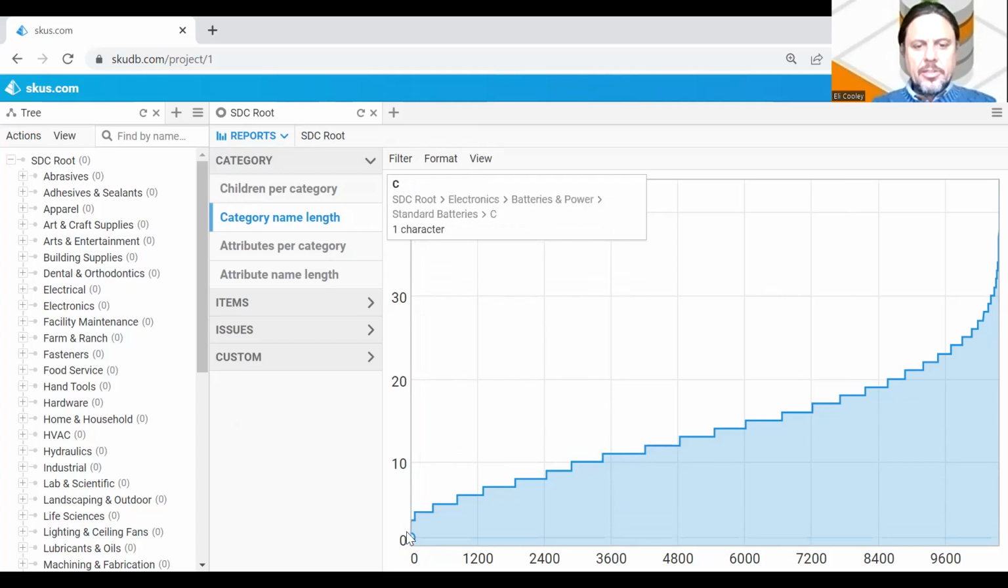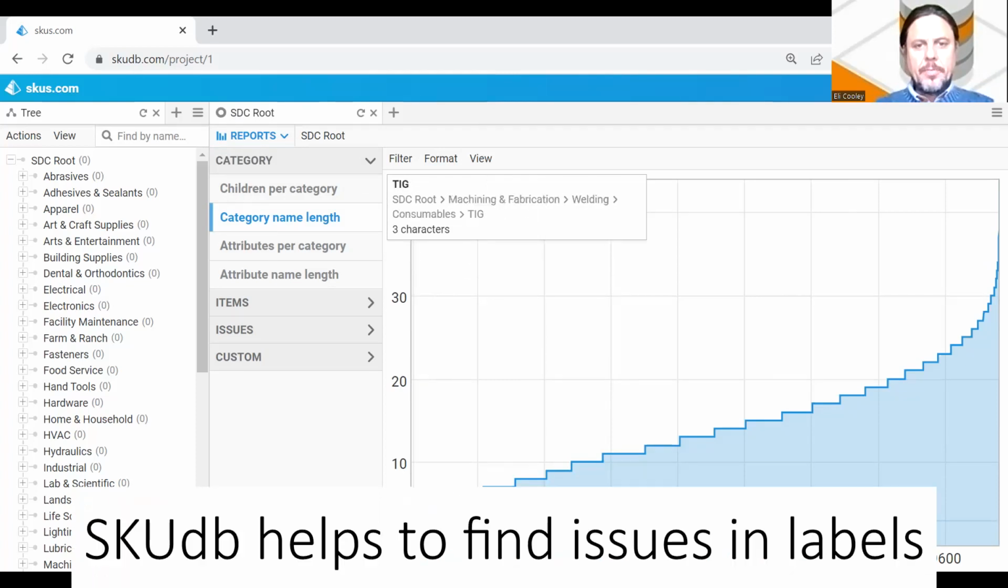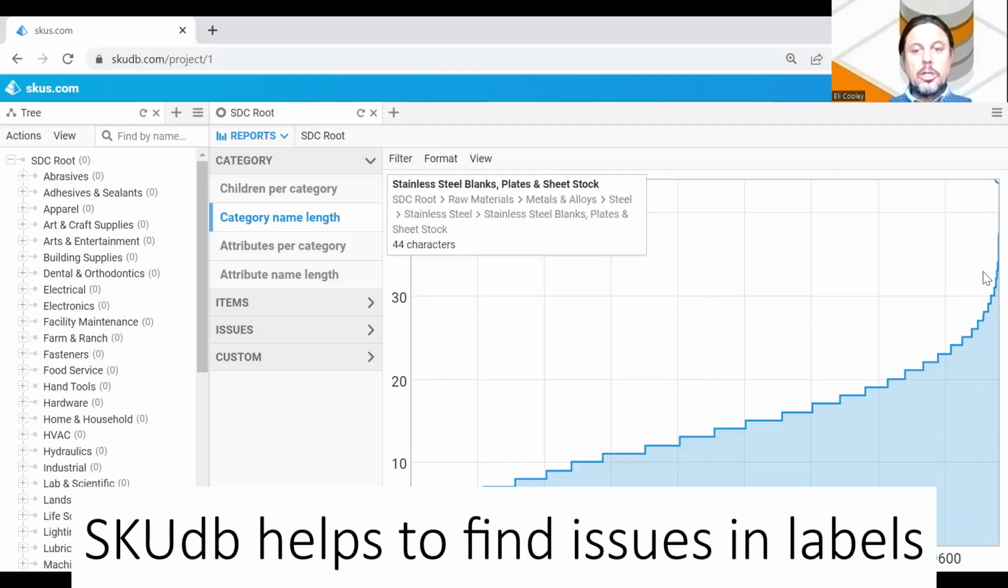But at the edges of the distribution is where we tend to find the questions and the issues. On the other end of the spectrum, those where we typically find our problems, and those are the long labels.